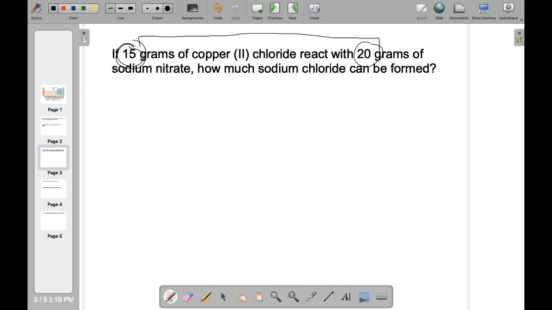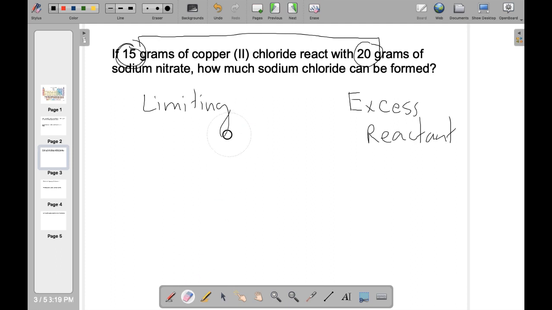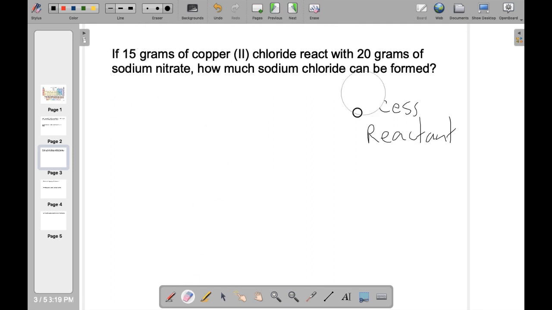So now we need to figure out which is which. The one that I have left over is called the excess reactant, or excess reagent, because I have more of it. The one that I don't have any left over is called the limiting reagent or reactant. It limits how much I can make. So you're probably thinking, how do I figure that out? Well, there are a couple of different ways, but I'm going to show you the way that I think is easiest for students to figure out.